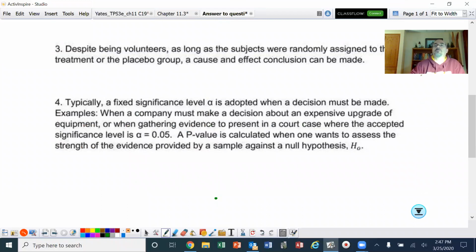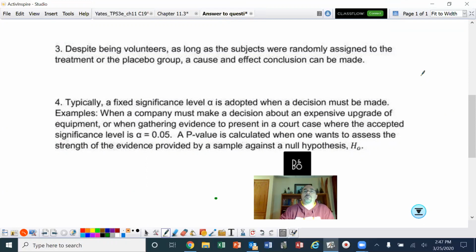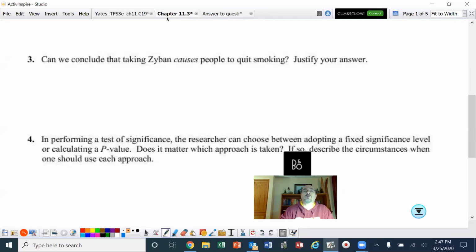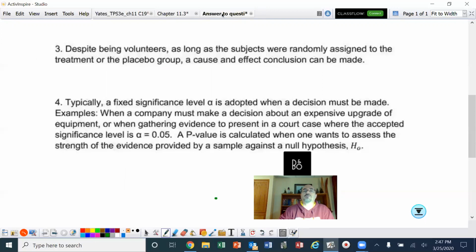So despite being volunteers, as long as the subjects were randomly assigned to the treatment or the placebo group, a cause and effect conclusion can be made. Again, let's look at what that was. Can we conclude that taking Zyban causes people to quit smoking? Justify your answer. Despite being volunteers, as long as the subjects were randomly assigned to the treatment or the placebo group, a cause and effect conclusion can be made.